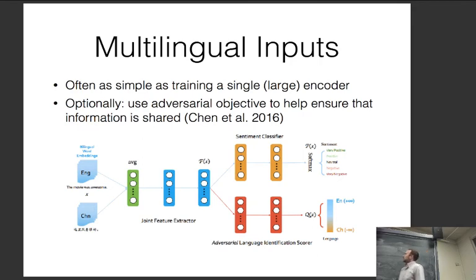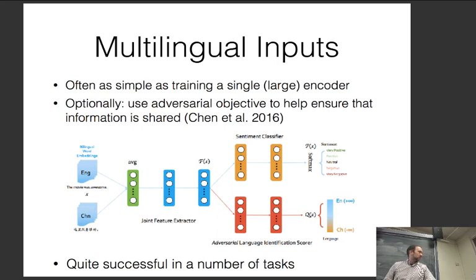So I showed this during the adversarial thing, so I won't go into too much detail. But basically, we have a feature extractor where we have word embeddings, and then we run this through several encoding layers. And by the time we've extracted the representations, we want it to be able to classify sentiment, but not be classified by its language. And this is quite successful in a number of tasks. We've seen that this really tends to help.